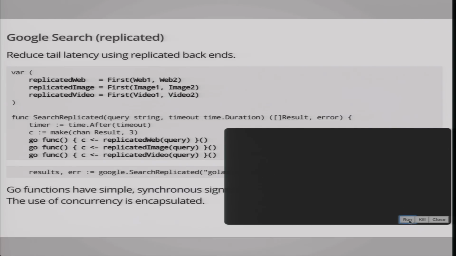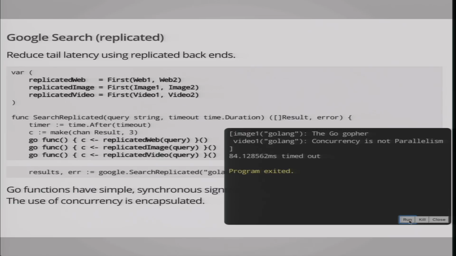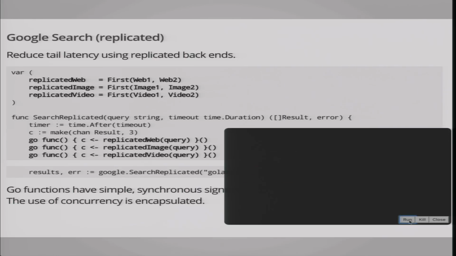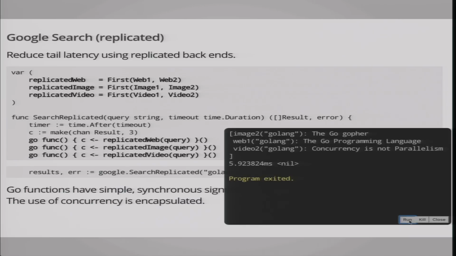And if we run this a few times, hopefully, we can still get a timeout. In this case, web timed out, and this means that both web 1 and web 2 took longer than 80 milliseconds. So it's still a possibility. And we can make other trade-offs to try and speed that up, right? But we've greatly reduced the frequency that timeouts are happening. We've dealt with our tail latency.